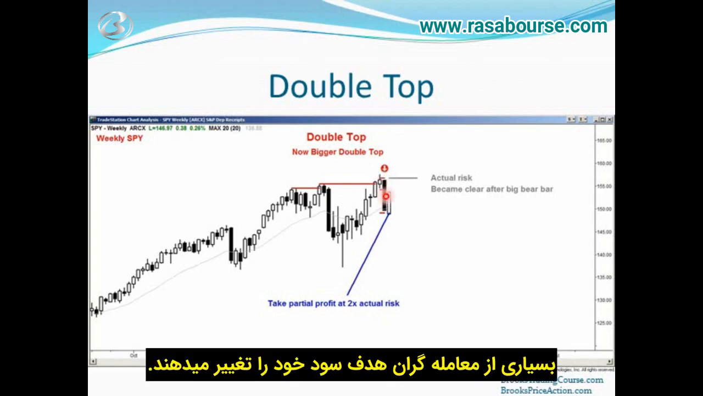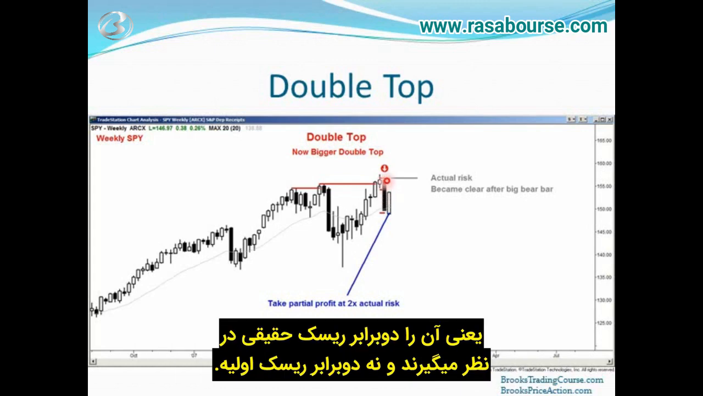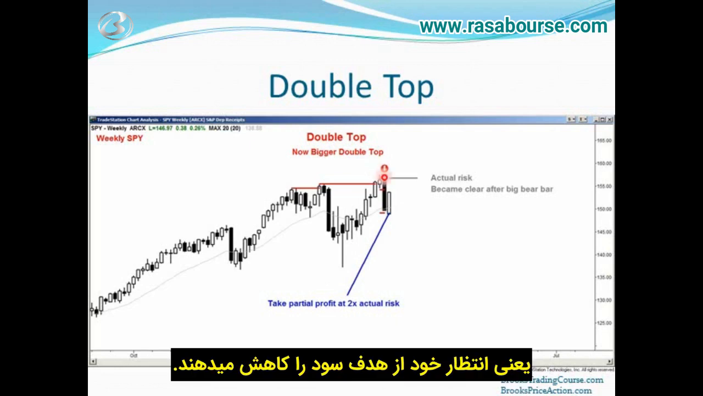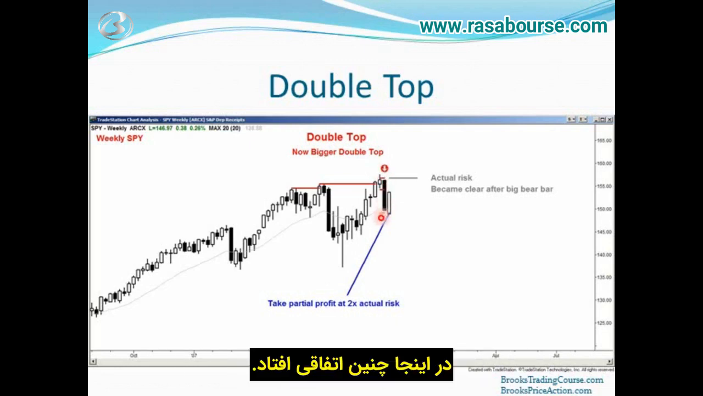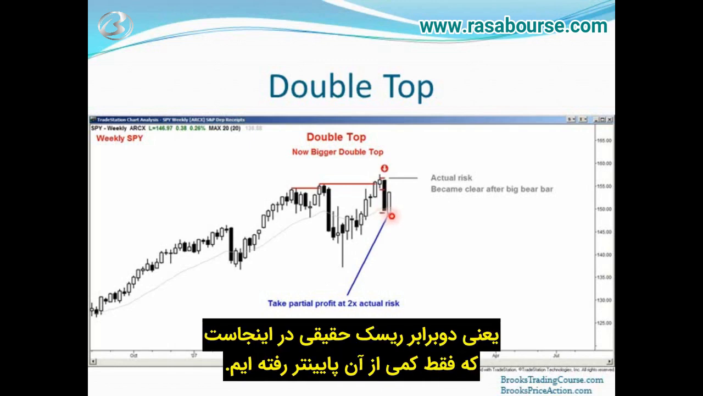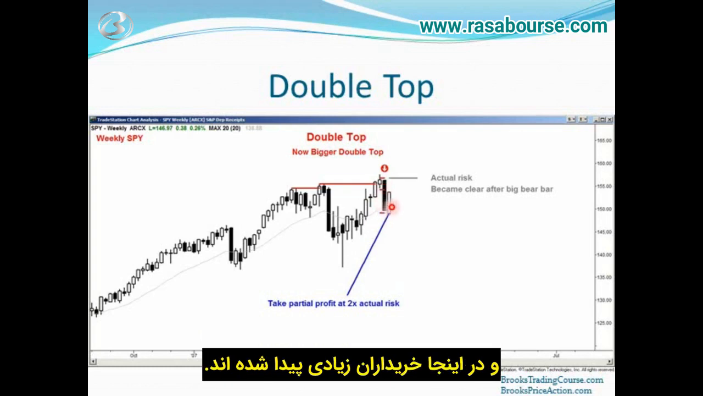A lot of traders would change their profit target to 2 times their actual risk. Instead of 2 times their initial risk above the signal bar, they would reduce their profit expectations. And that's exactly what took place here. We went just a little bit below 2 times the actual risk, and now it found a lot of buyers. So you had bears buying back their shorts, and you probably had a lot of bulls buying as well.